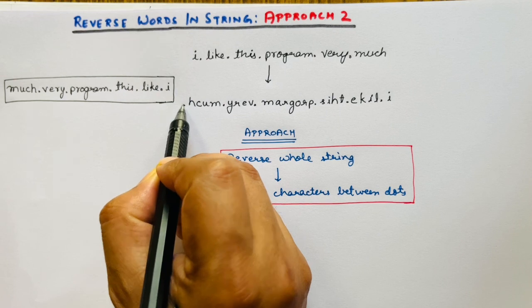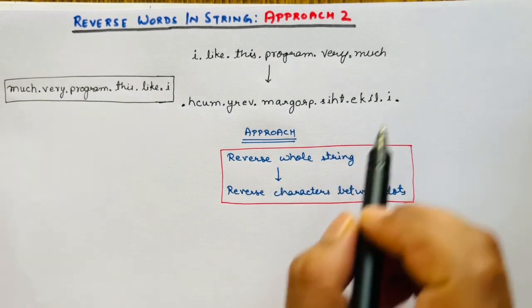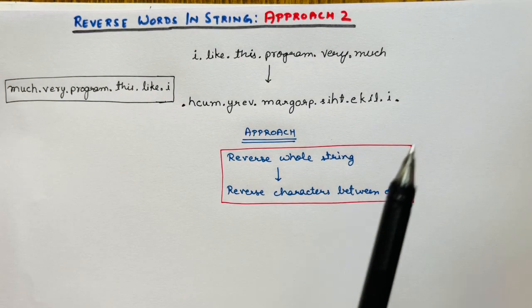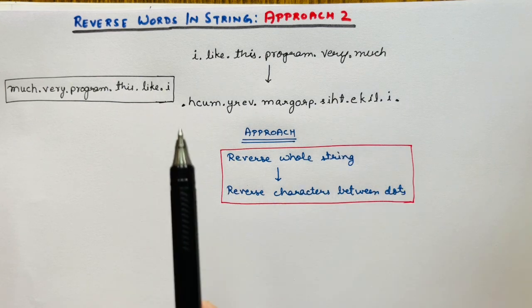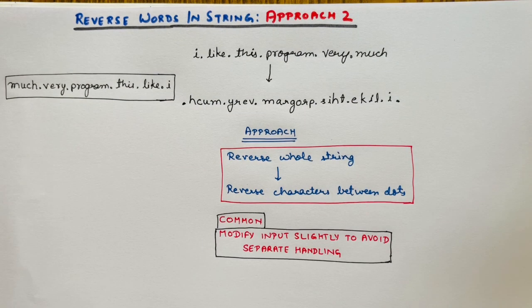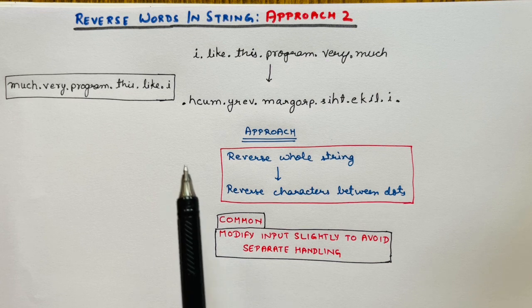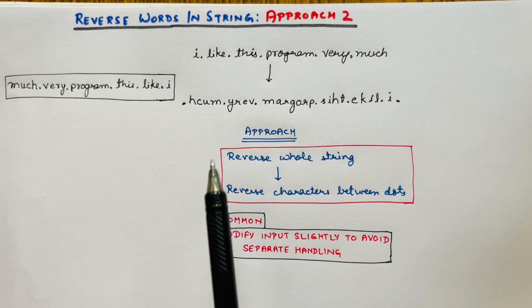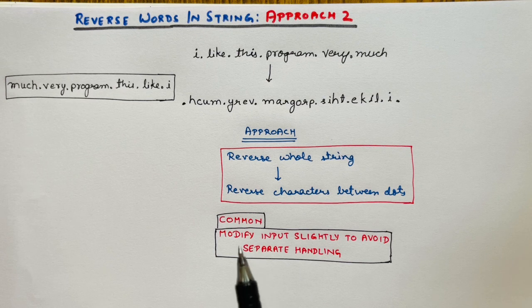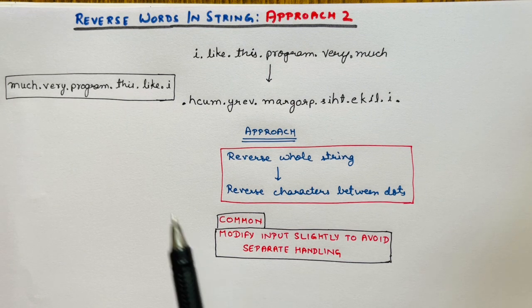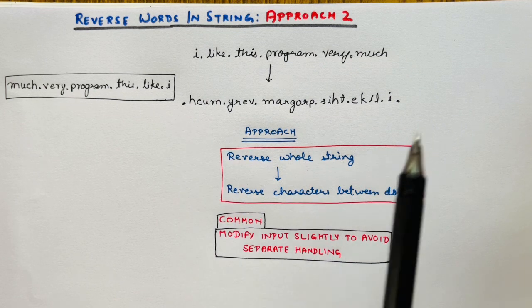We basically add these dots to start and end. Now we don't have to do a separate handling for first word and last word. This is a very common approach, especially used in case of string problems, where we just modify the input very slightly, like adding a start letter or an end letter, so that we don't have to do a separate handling for the first and the last cases. But in the final result, we will take care that there is no initial dot and there is no end dot.